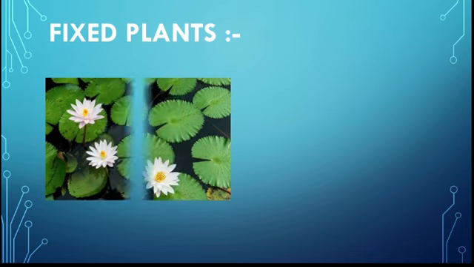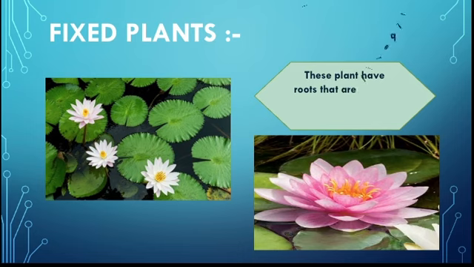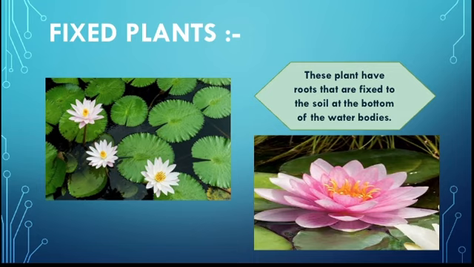Fixed plants. These plants have roots that are fixed to the soil at the bottom of the water body. Their leaves and flowers float on the surface of water to get oxygen from the air and sunlight. They have broad and wax coated leaves. The waxy coating prevents the leaves from rotting due to water. For example, lotus, water lily, and so on.